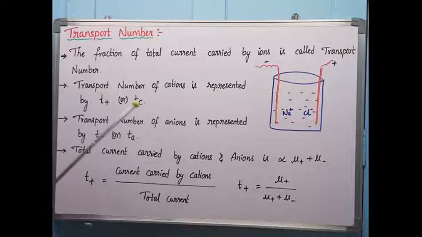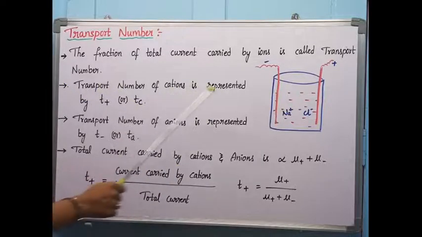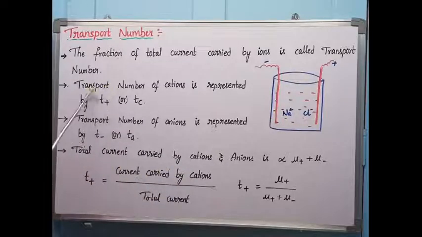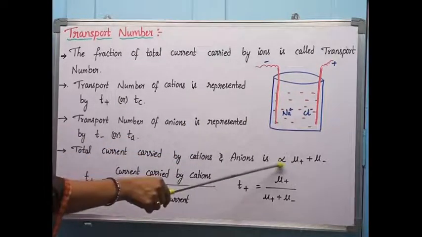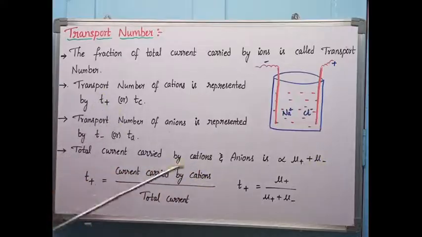Transport number is defined for both ions. For the cation, it is represented with T plus or Tc, the transport number of the positive ion or cation. For the anion, it is represented with T minus or Ta, the transport number of the negative ion or anion. The total current carried by these ions is directly proportional to the speeds of the ions. So mu plus and mu minus are the speed of the cation and the speed of the anion.